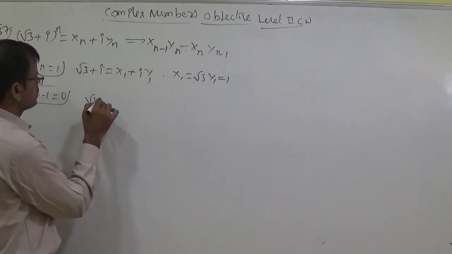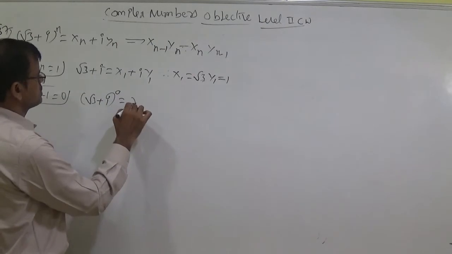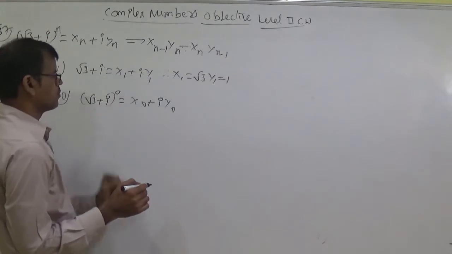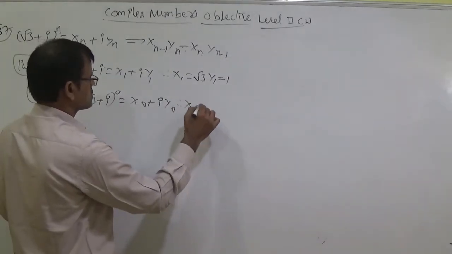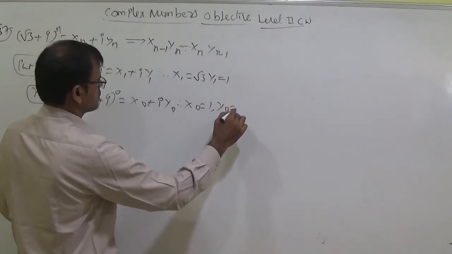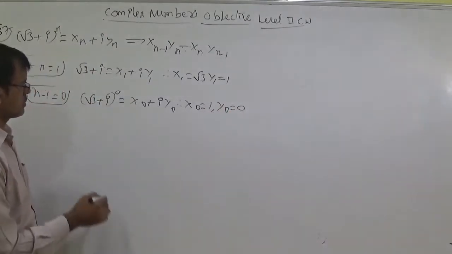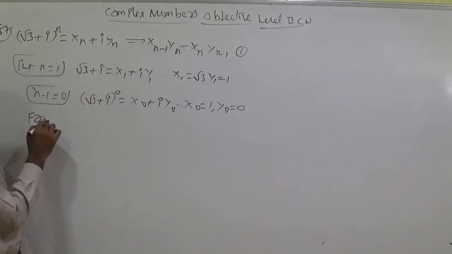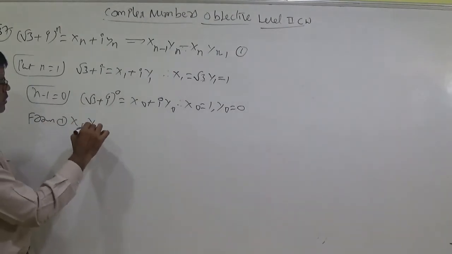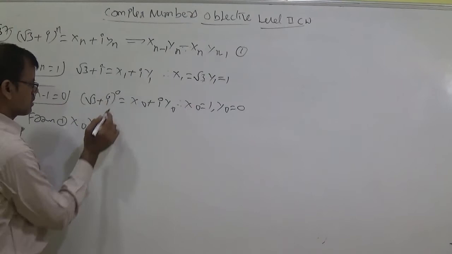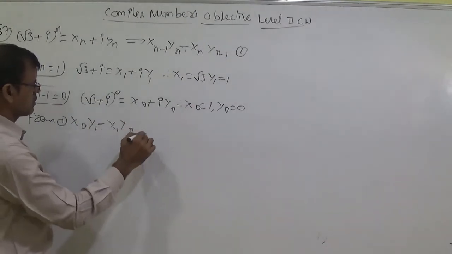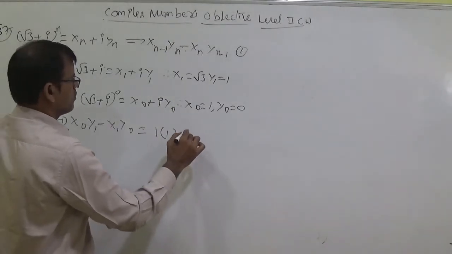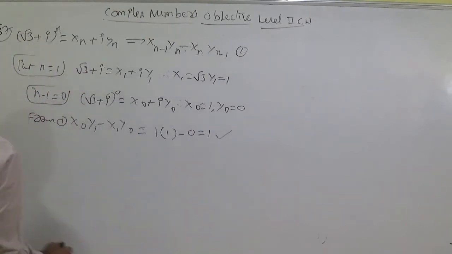So, root 3 plus I whole power 0 is equal to x naught plus I y naught. Anything power 0 becomes 1. So you can write x naught is equal to 1 and y naught is equal to 0 because there is no imaginary part. Now calculate this one: x naught y1 minus x1 y naught. x naught is 1, y1 is 1, minus, of course, it is 0. So the answer is 1.